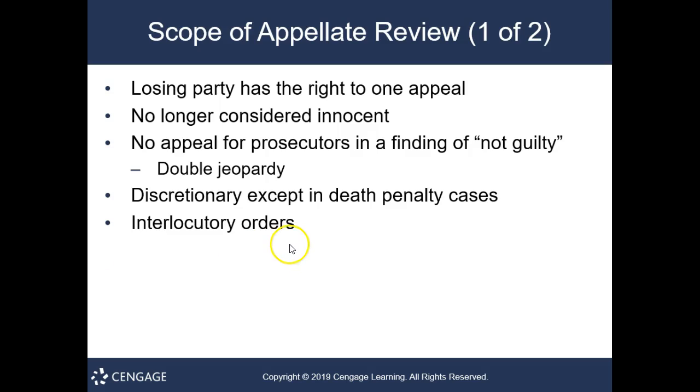Because again, the appeal court is going to look for errors and look to see whether it was harmless error, if there were any errors, and or whether they have to reverse because the errors would have made a difference. Again, no appeal for prosecutors of a finding of not guilty. That's because of the double jeopardy clause.